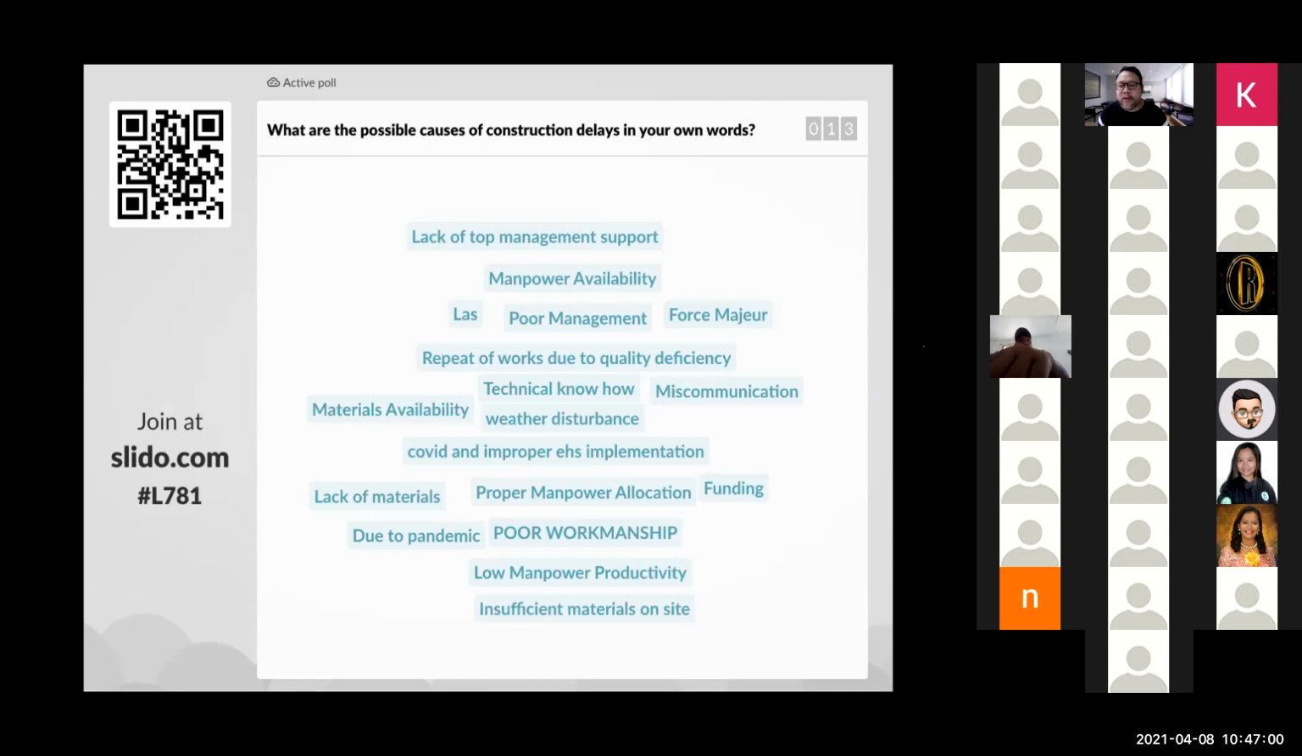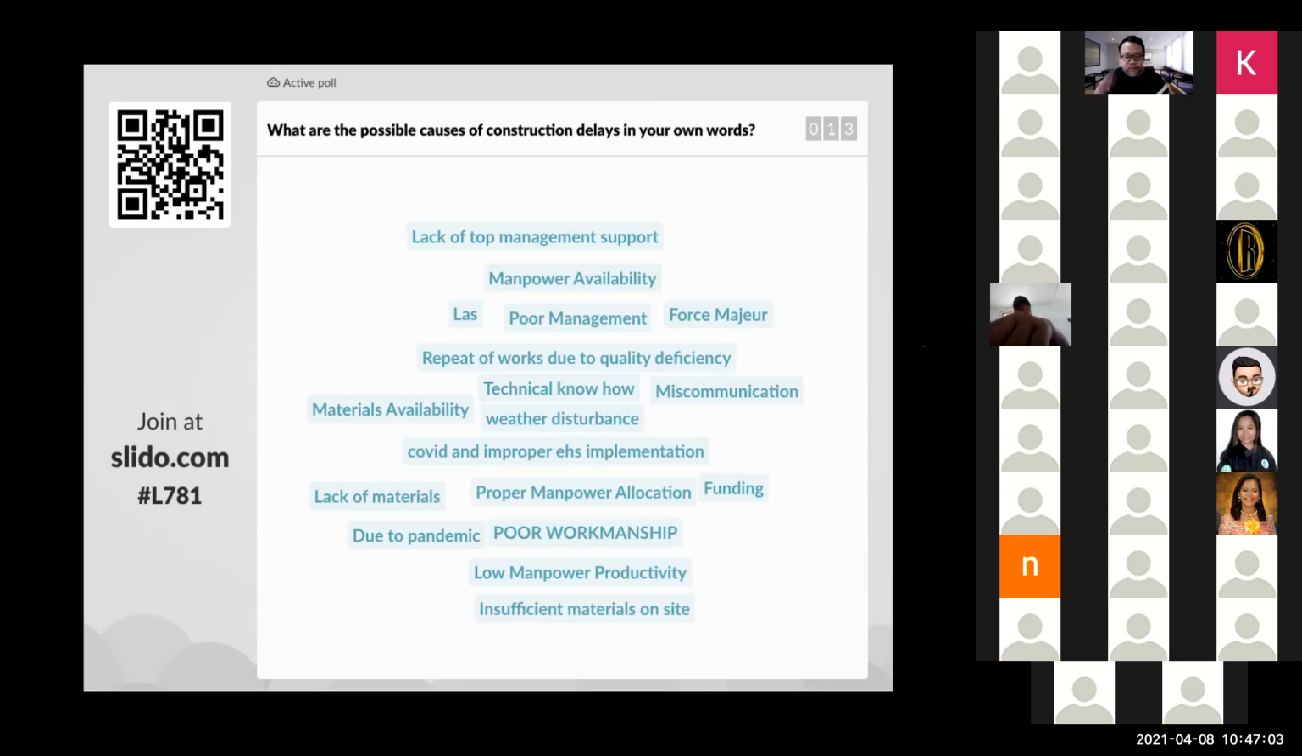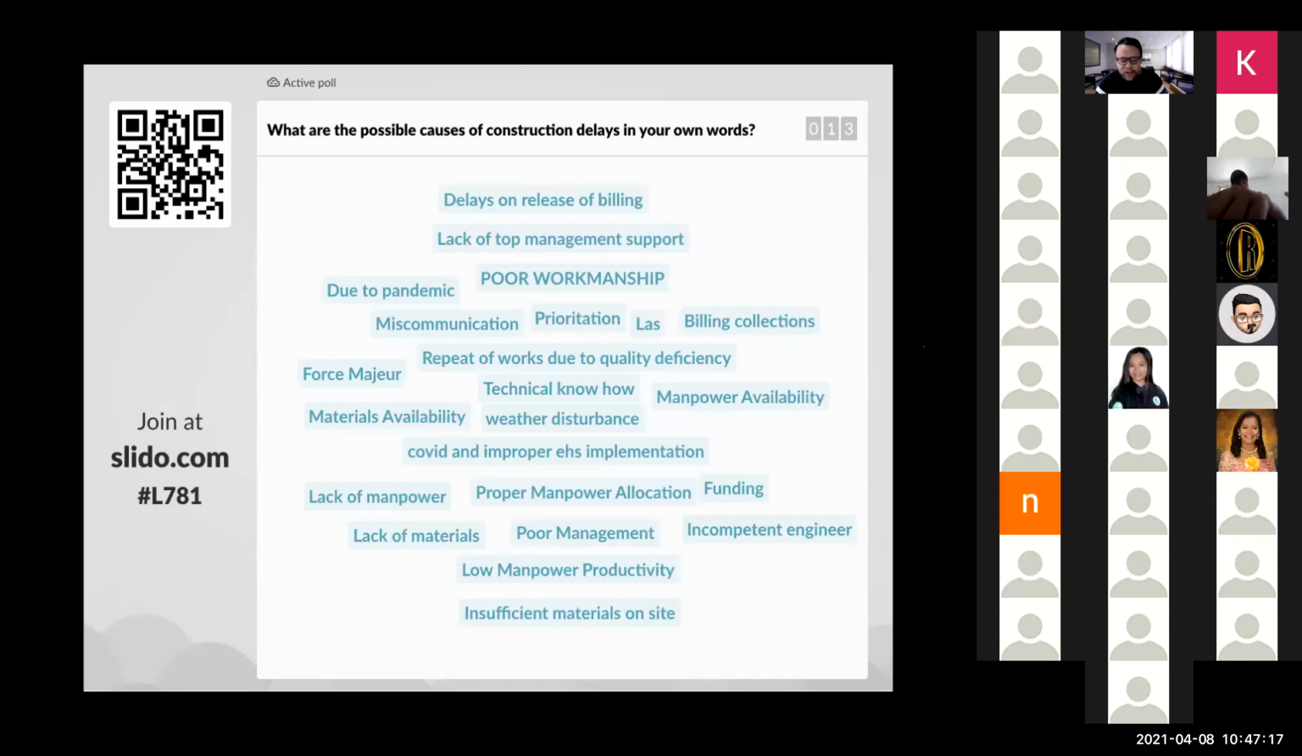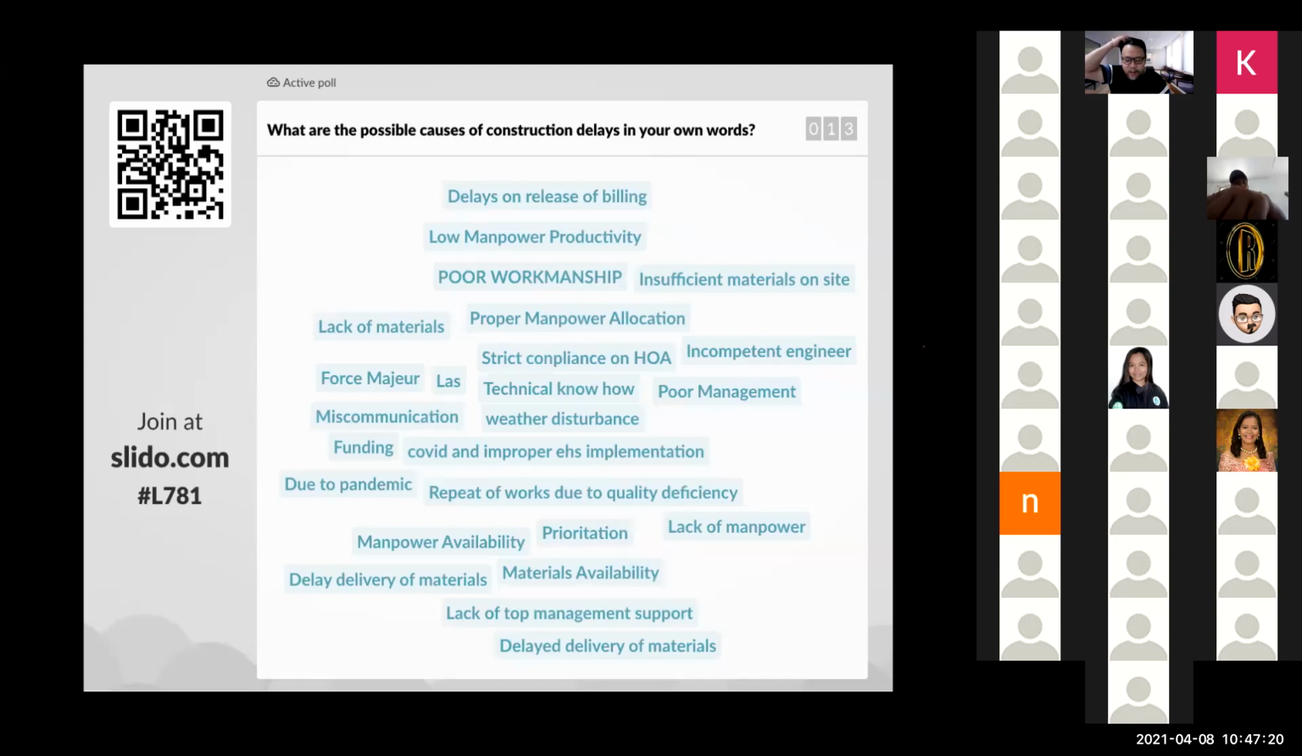Okay, what else? Okay, 1, 2, wala, 3, 4, 5. Oh, meron pa. Competent engineer. Okay, what else? Lack of top management, very high level. COVID and improper EHS implementation. Oo nga naman, no? Kasi kung kino-COVID ka at saka madumi ka na, delay ba ng project yun? Pag EHS, no, okay. Sige, pwede.